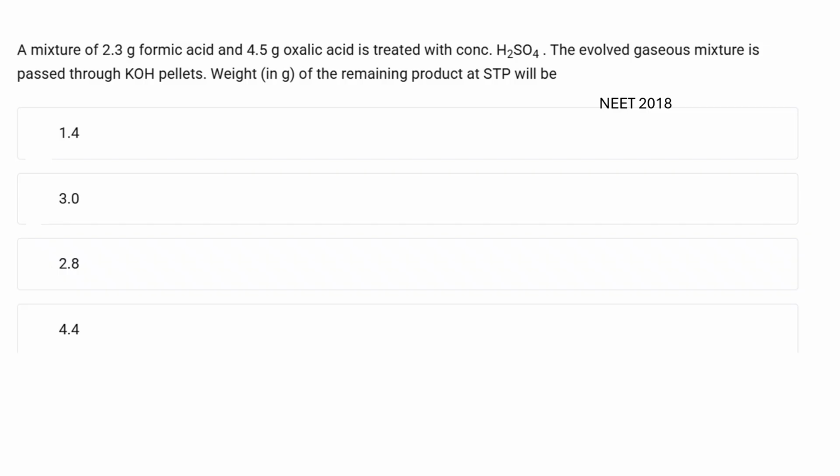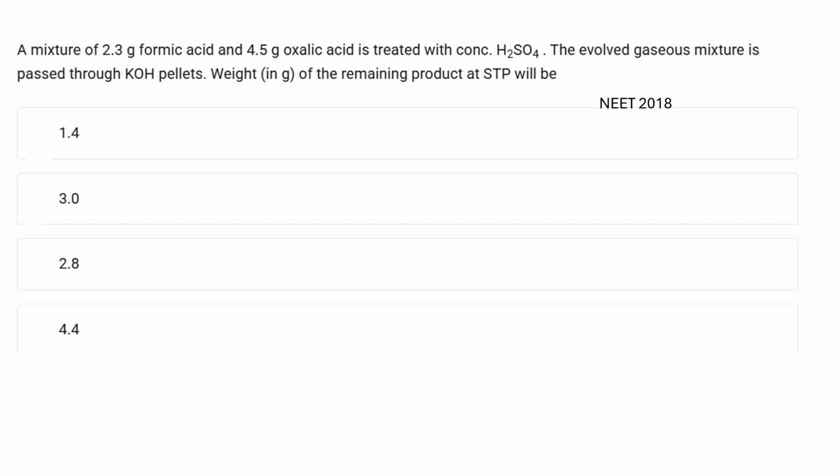A mixture of 2.3 gram formic acid and 4.5 gram oxalic acid is treated with concentrated sulfuric acid. The evolved gaseous mixture is passed through KOH pellets, potassium hydroxide in pellet form. The weight in gram of the remaining product at STP, standard temperature and pressure, will be?